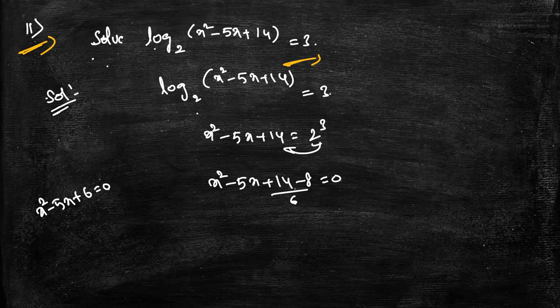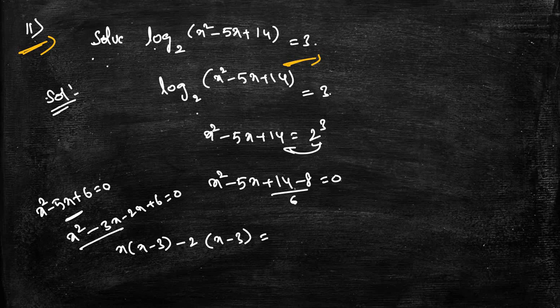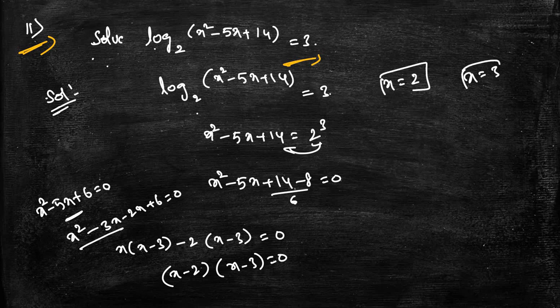So we have to split the term. How we split this term: minus 3 and minus 2 will come. Here x square minus 3x minus 2x plus 6 is equal to 0, and it will become x from these two terms, and x minus 3 will come, minus 2 from this, x minus 3 will come, is equal to 0. So x minus 2 into x minus 3 is equal to 0, and x is equal to 2 will come, and x is equal to 3 will come here.